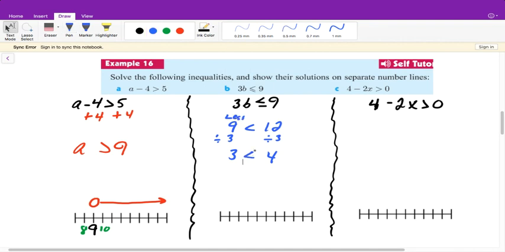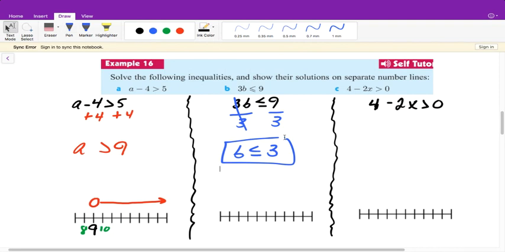All right. The only time that we flip our inequality is not when we are just dividing or multiplying, but when it's dividing or multiplying by a negative number. So here we're being multiplied to b. So we will then divide each side by 3. So b is then less than or equal to 3. All right. When you're multiplying or dividing, it's only a negative number that flips.